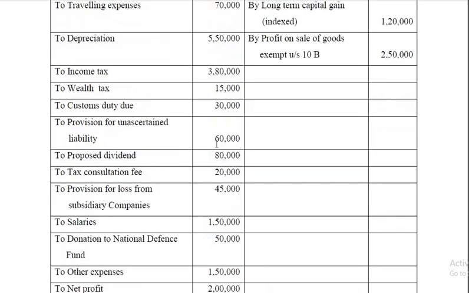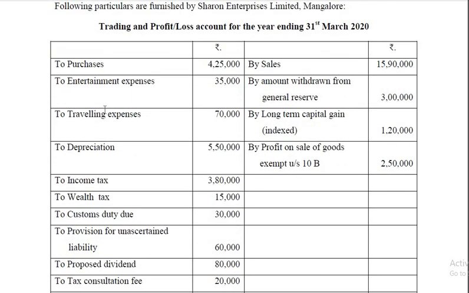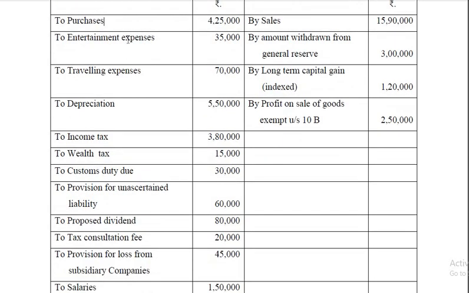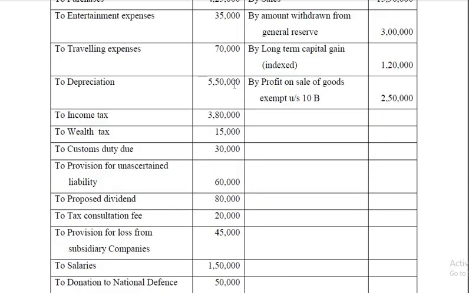Now come to the debit side of trading and profit and loss account. Of the purchases, I already told you 40,000 should be added back. I'm talking about business income now. So this is allowed, but 40,000 is disallowed. Entertainment expenses are allowed. Traveling expenses are allowed. Depreciation is not allowed, so 5,50,000 should be added. And depreciation as per section 32, which you're going to compute, is deductible. That's to be deducted.